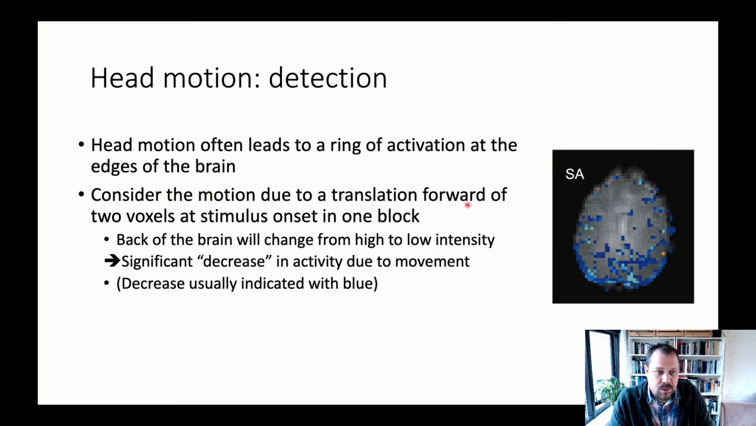So we're considering motion due to a translation forward of 2 voxels at stimulus onset in one block, and the back of the brain will change from high to low intensity. If we're moving forward, then all of a sudden all of these voxels are no longer inside the brain, and it'll lead to a decrease in intensity due to movement, something we don't want. As a side note, a decrease in intensity is usually indicated in blue colors, whereas an increase in intensity is usually indicated in reddish or orange colors.